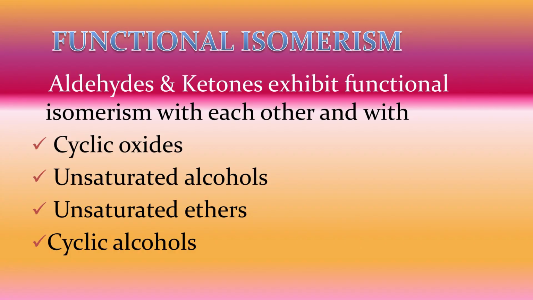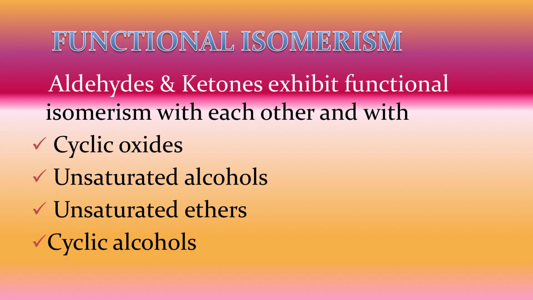Next is functional isomerism. Means the same molecular formula represents different structures, they differ from each other in the nature of a functional group. Functional group अलग होंगे. देखो, very important, the functional isomer of aldehyde and ketone. Aldehydes and ketones containing at least 3 carbon atoms are functional isomers of each other. Not only this, there are many compounds like cyclic oxides, unsaturated alcohols, unsaturated ethers, cyclic alcohols, they are also functional isomers of aldehydes and ketones.